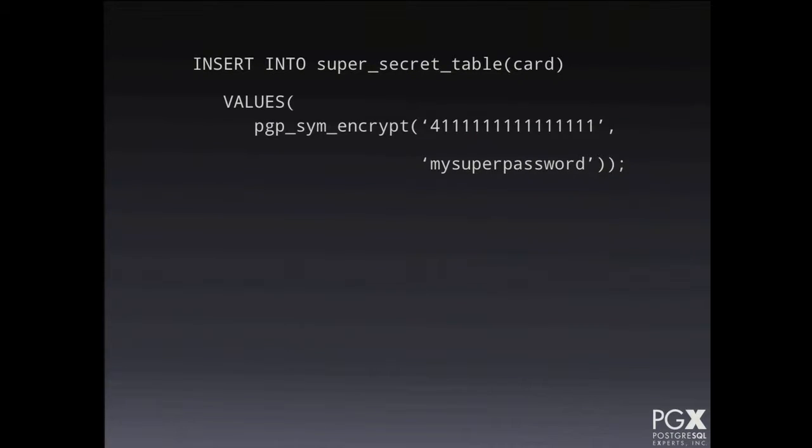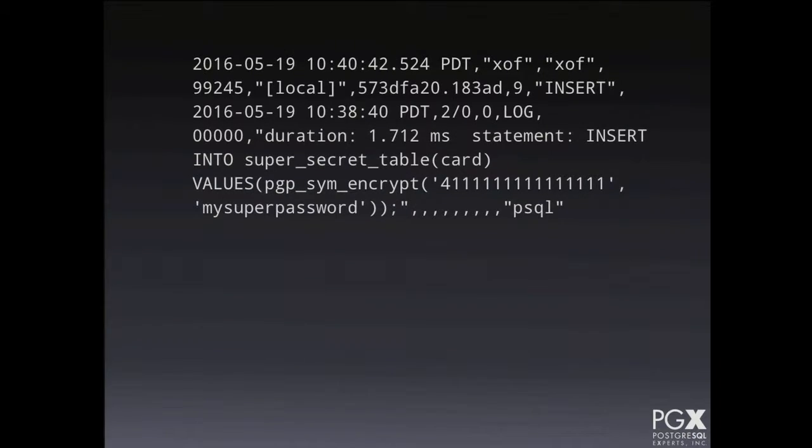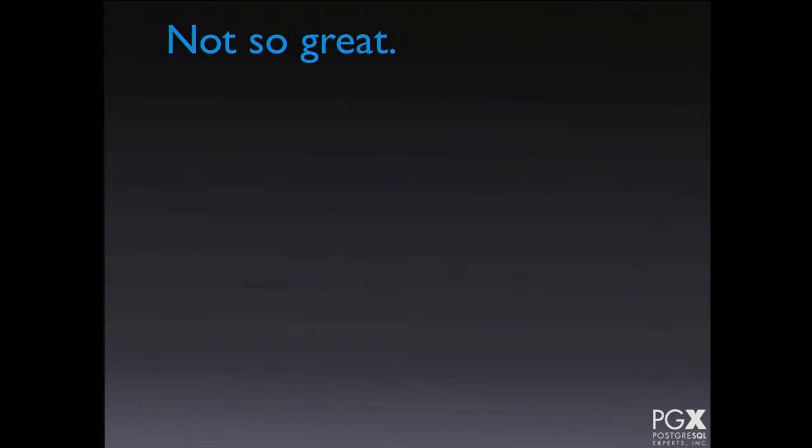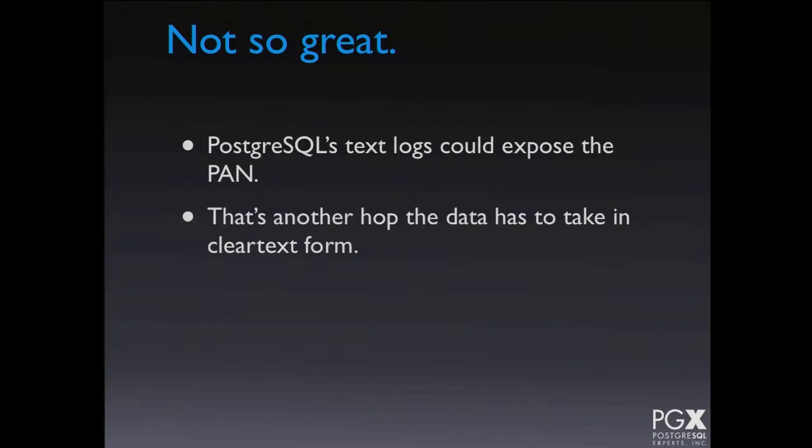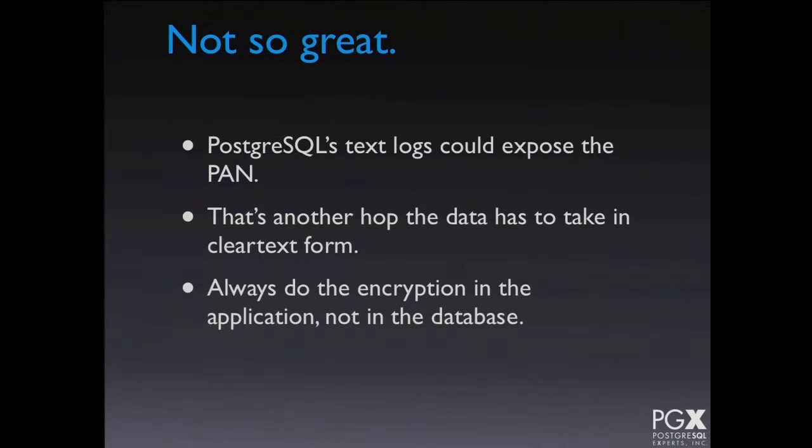And then we're doing a load test on the server, and there it is in the logs. We've just revealed the primary account number in plain text in a log, which is, needless to say, along with the encryption password, for good measure. So, that wasn't so great. The problem is that the text logs could expose the PAN because they're logging traffic. And it's another hop that the data has to take in clear text form from your application server to the database server. So always do the encryption in the application, not in the database. That's the ultimate advice.